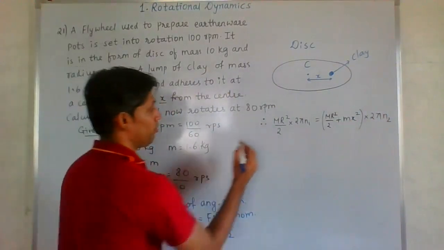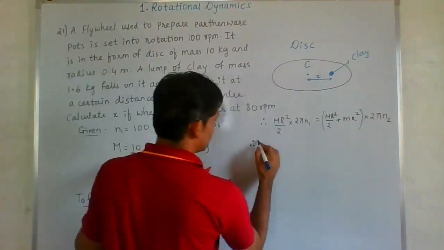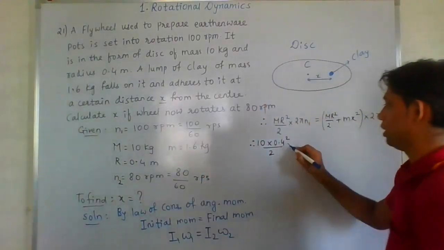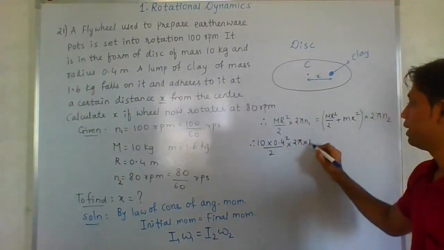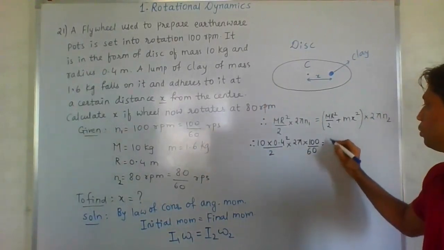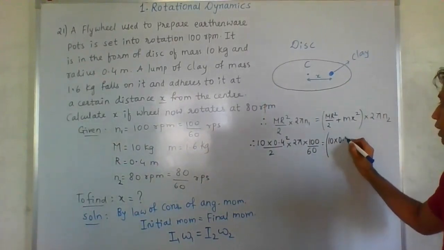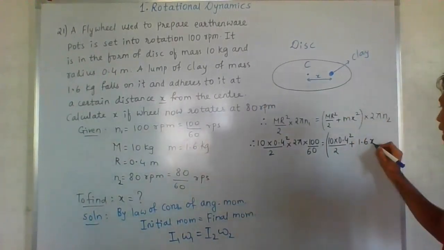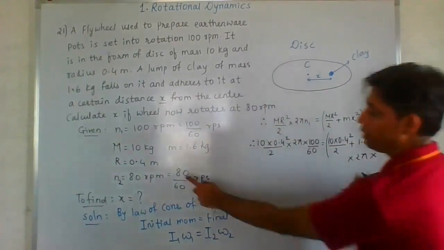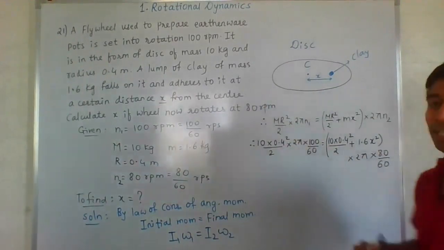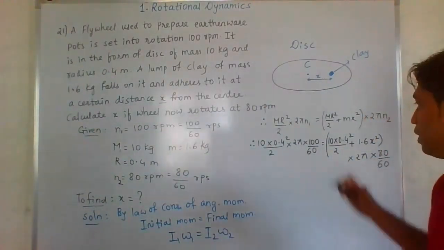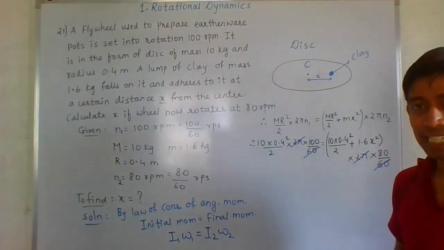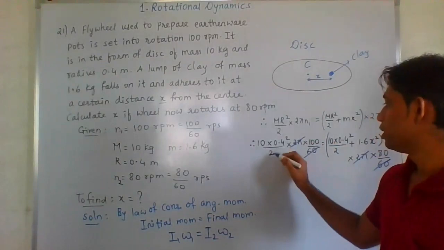Okay, now it's time to substitute the values. So therefore I2 I'll write as 10 into 0.4 square divided by 2 into 2 pi n1, 100 divided by 60, is equal to, here also the same part, 10 into 0.4 square divided by 2 plus small m is 1.6 into x square into 2 pi n2, whose value is 80 divided by 60. Now let's make this calculation a bit easier by cancelling a few things. This 2 pi can be cancelled, 60 also can get cancelled. Okay, then we have over here this 2 and 0.4.